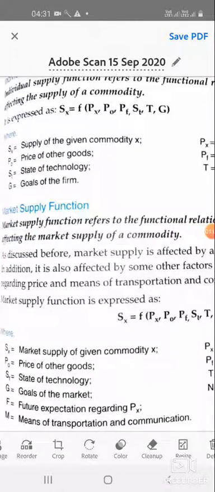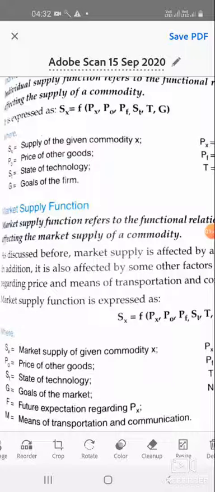Now let us discuss the market supply function. Market supply function refers to the functional relationship between market supply and the factors affecting the market supply of a commodity. Similarly, Sx, the supply of commodity X, is a function of Px, Po, Pf, St, Tg, Nf and M.